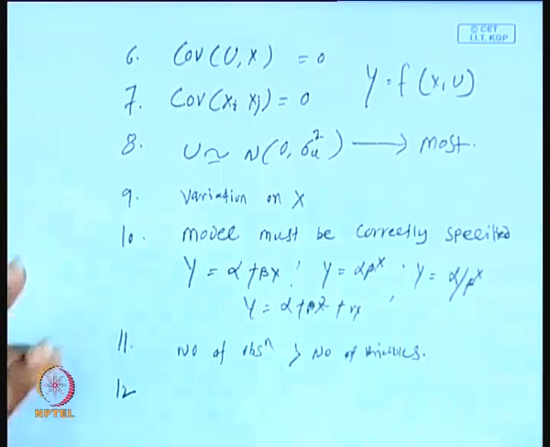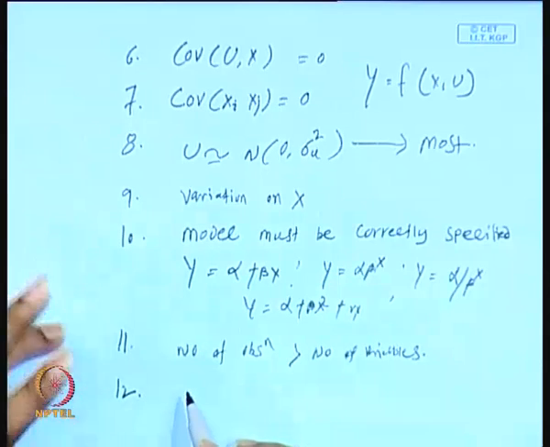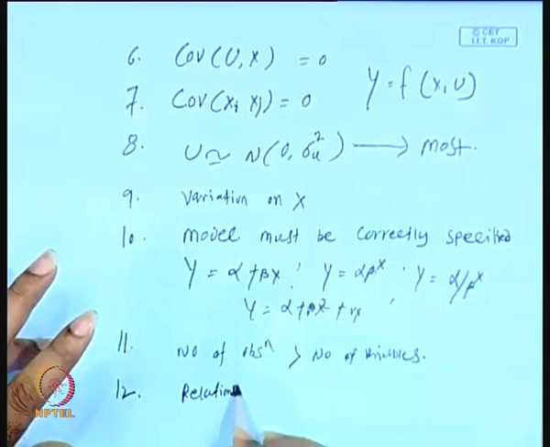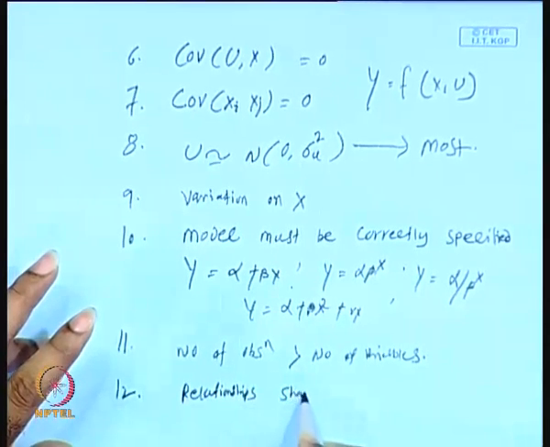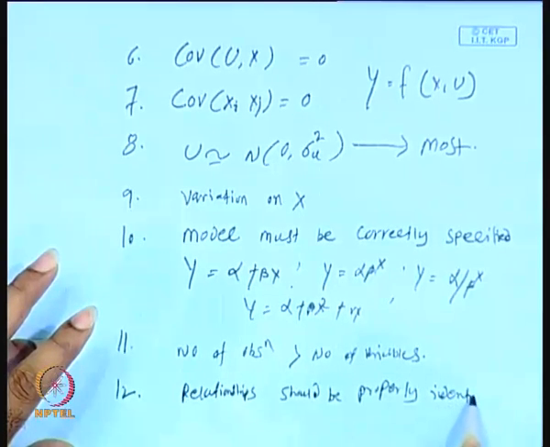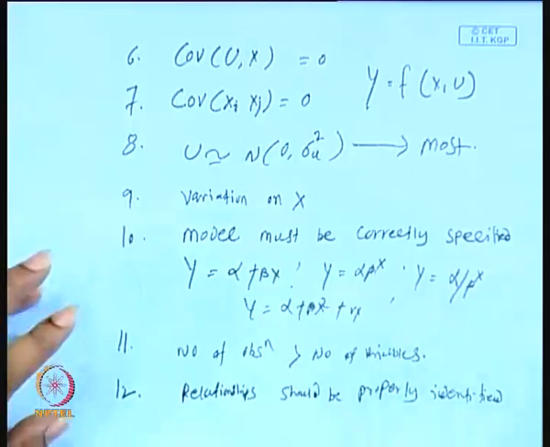Then, last but not least, the relationship should be properly identified. For instance, for a two-variable model it is not an issue, but when you go for multivariate models, particularly where we have simultaneous equation modeling or structural equation modeling, model identification is a very serious issue.